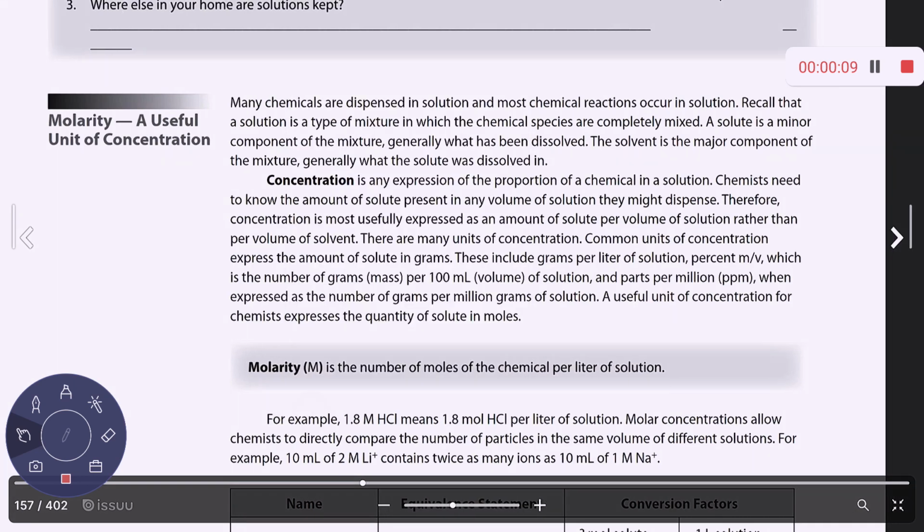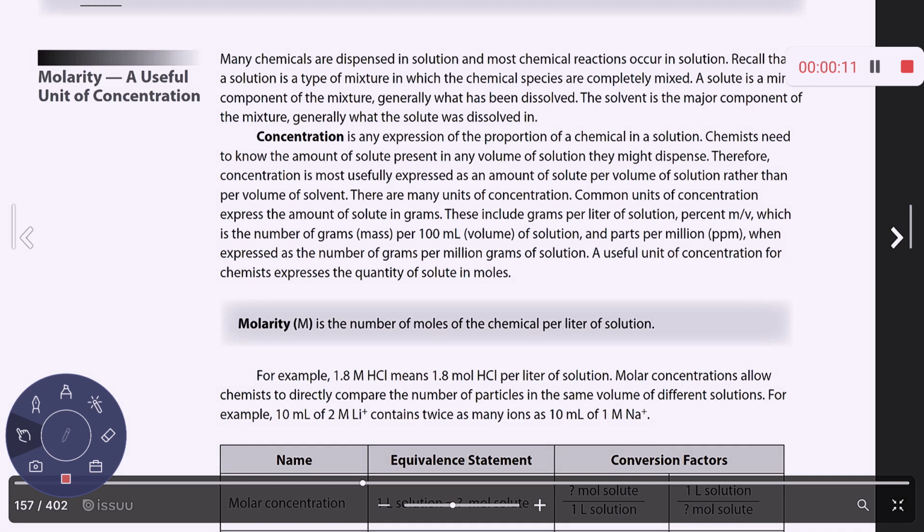So when we have solutions, we need to quantify how much solute is in the solvent. And we do this by looking at the concentration. Concentration is basically where we express the amount of chemicals that are in a solution. Generally speaking, this will be expressed in molarity. There are a lot of other different units, but in this class, we really don't use them.